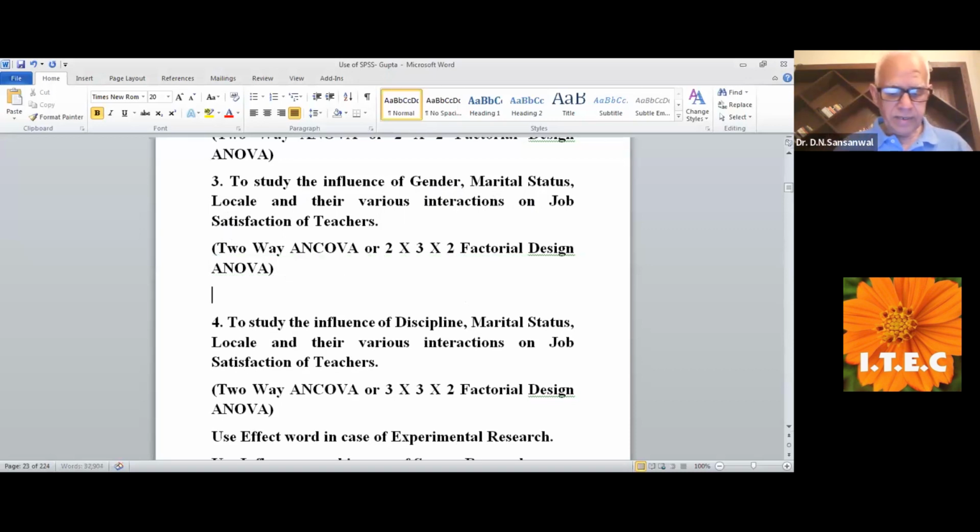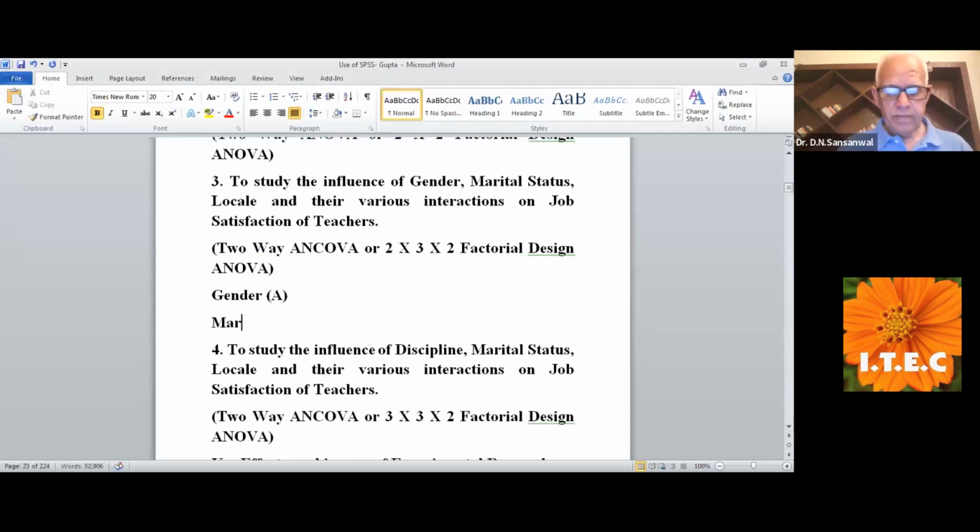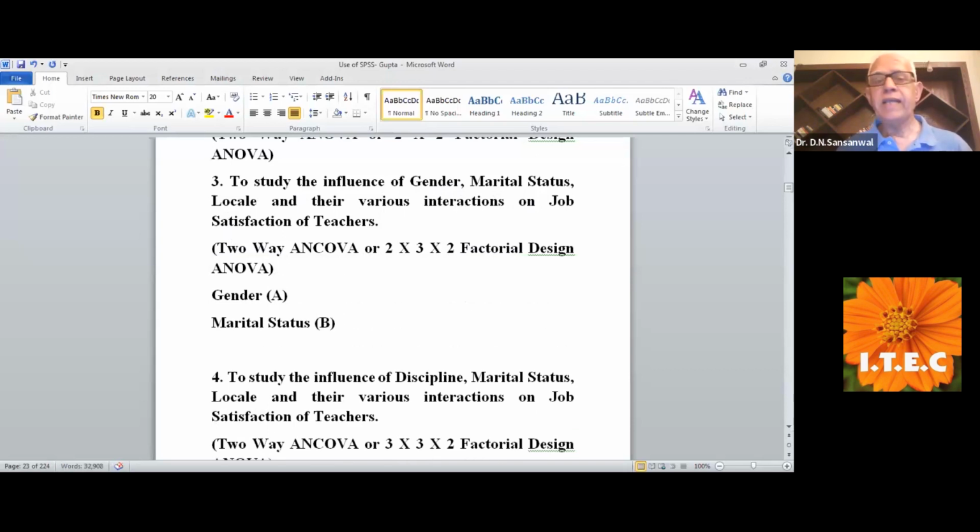One is the gender, then another the marital status. If I call it B, and the third one is the locale. If I call it C. These are called main effects. So this is the main effect. And this is another main effect.